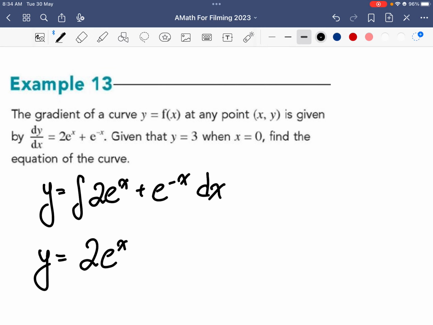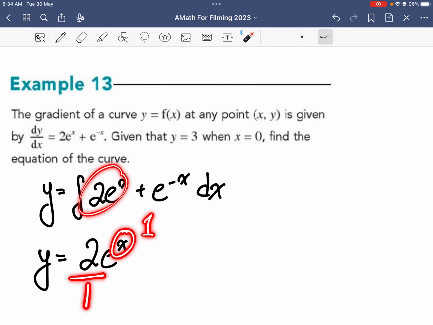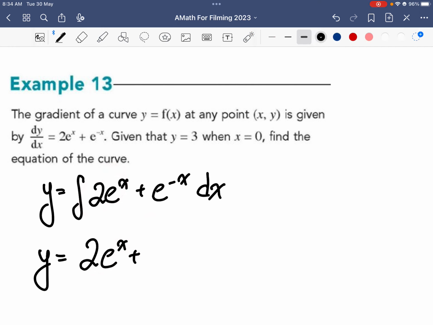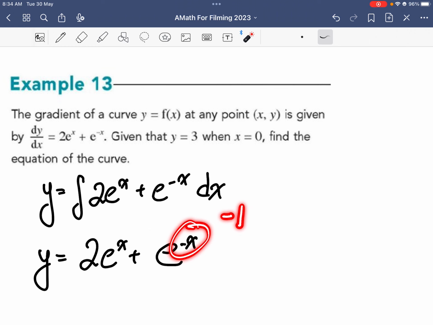Now 2e to the power of x, x differentiated gives you 1. 2 over 1 changes nothing. So this term, when you integrate, you get back the same thing. Now for the other term, e to the power of negative x, you differentiate negative x, you get negative 1. 1 over negative 1 changes negative and positive. So this actually changes to negative itself. Hence, I will just erase this, and this gives you negative.